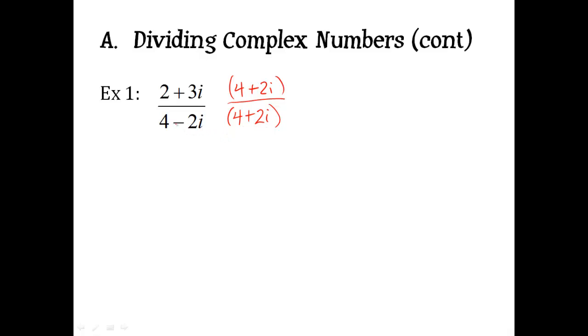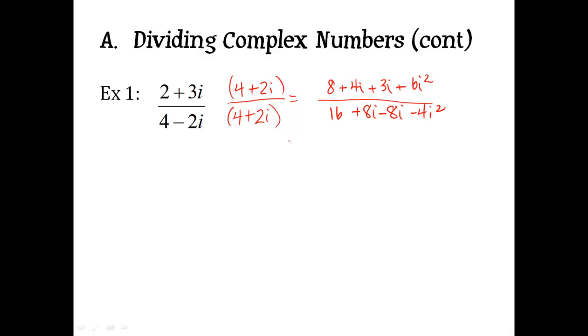All right, so let's FOIL the top, or you can box it, whatever you do. First terms would give me 8. Outer terms would give me plus 4i. Inner terms would give me plus 3i. Last terms would give me plus 6i squared. We'll reduce in a second, so just keep going. On the bottom, if I FOIL this, I get 16 plus 8i minus 8i minus 4i squared.